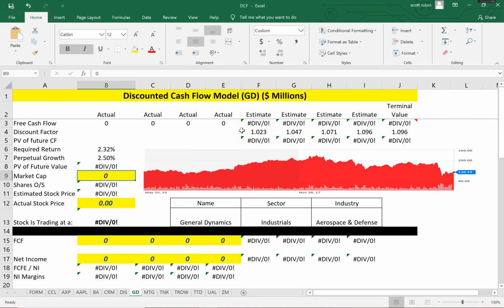So today we're going to do the discounted cash flow model for General Dynamics. And a discounted cash flow model is probably the best way to identify whether a stock is over or undervalued, because it uses the free cash flow, and that's really the lifeblood of any company, cash.